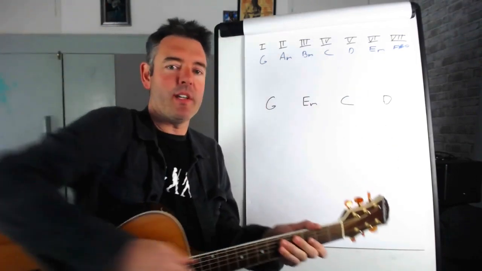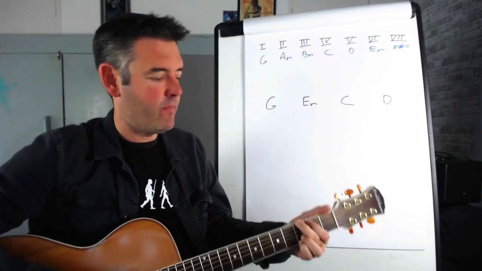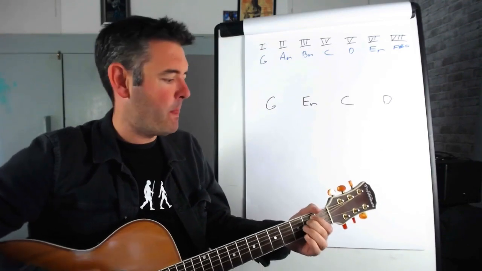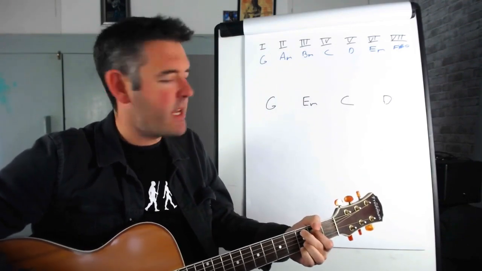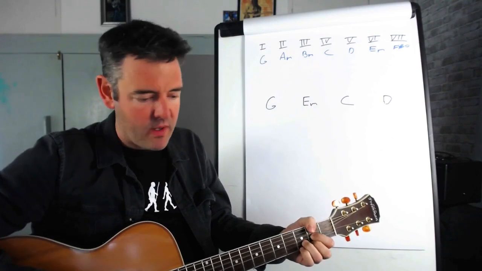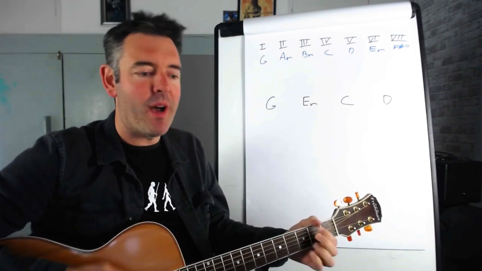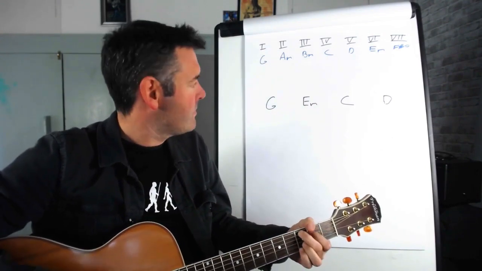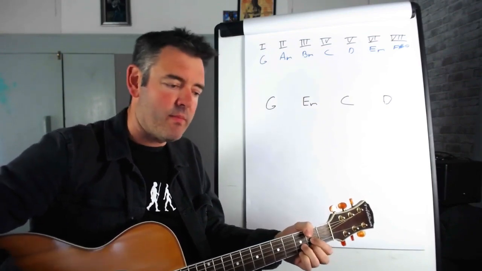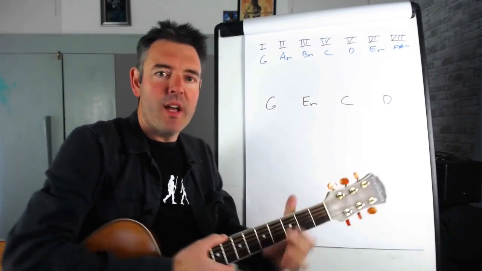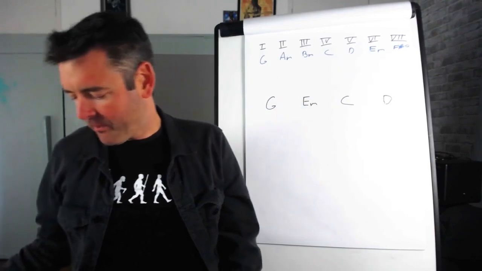Okay, sounds something like this: G, E minor, C, D. G, E minor, C, D. So that's your basic chord sequence for your song.